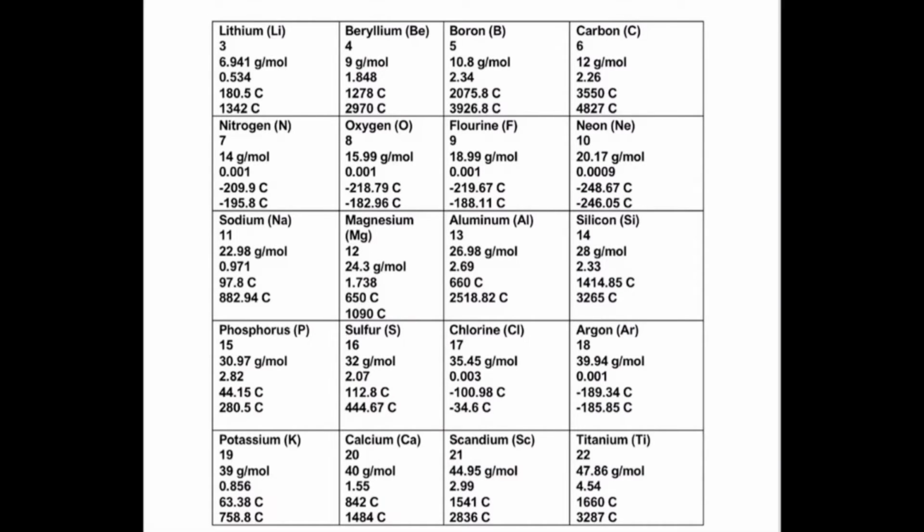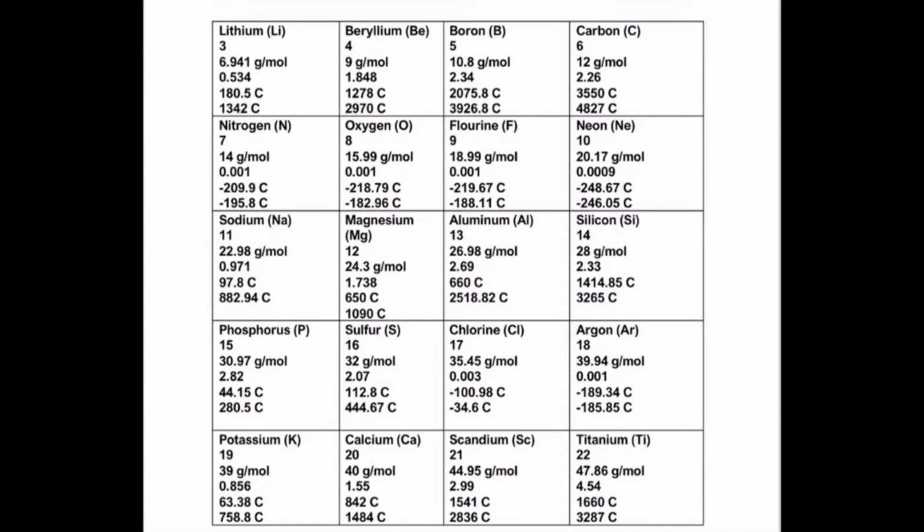Next, we have beryllium. The chemical symbol of beryllium is capital letter B and small letter E. The atomic number is 4. The atomic weight is 9 grams per mole. The density is 1.848 grams per cubic centimeter. The melting point is 1278 degrees Celsius. The boiling point is 2970 degrees Celsius.